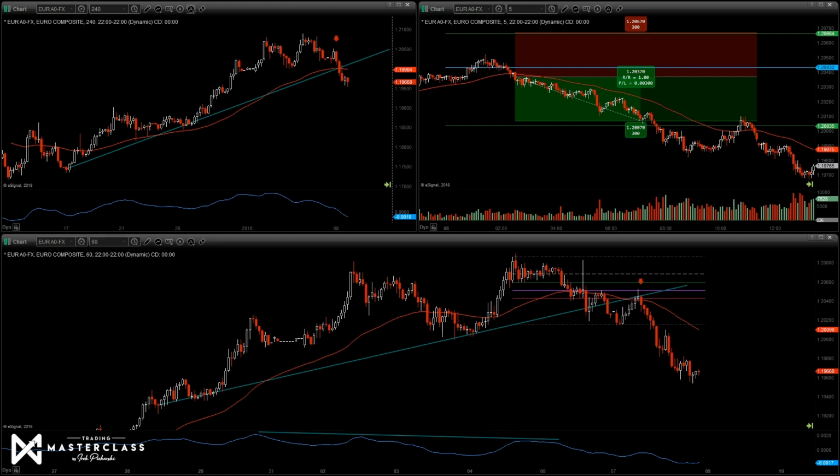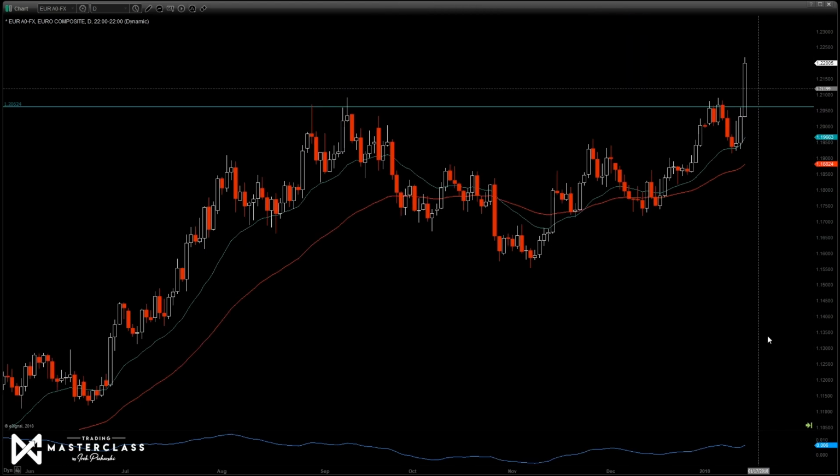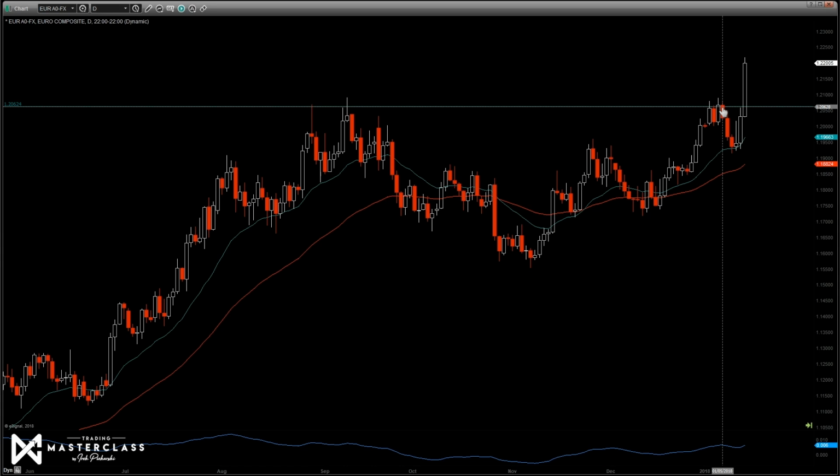So let's have a look at that first example that we saw in the previous lesson, the euro-dollar trade. This is the first initial breakout. So to recap, we have the daily rejection in this case, so that's the first criteria.